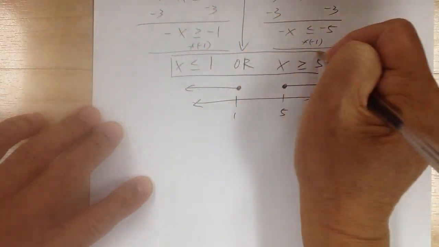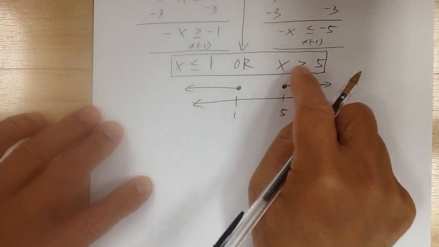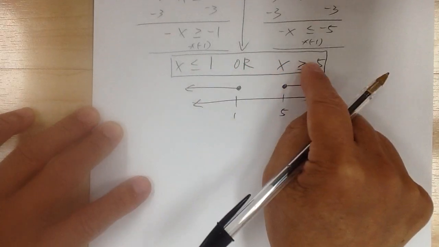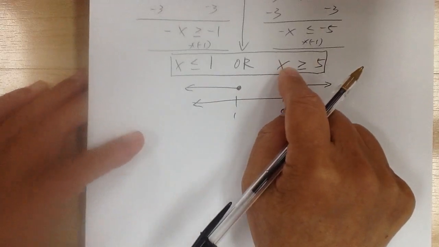Again, you always have to sketch to see if the answer changes, because this may or may not be the final answer. In this case, this is the final answer, but in some cases it's not. So you just have to be careful.